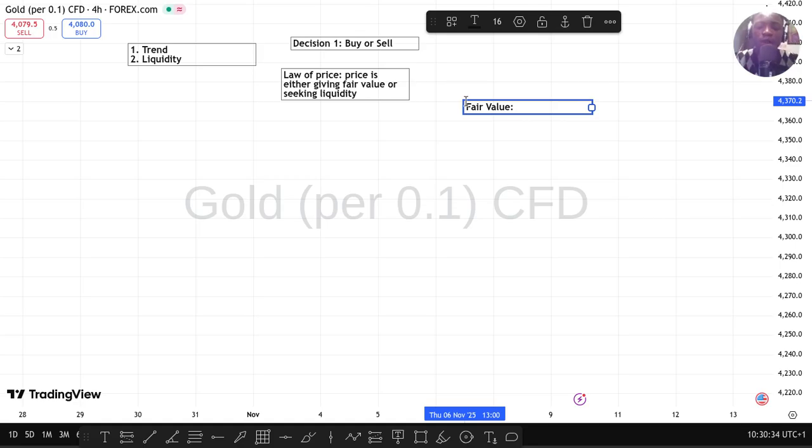Now, when price or the market gives fair value, it is simply giving an equal opportunity for a participant of the market to get in on price, or to have an equal chance or equal advancement in a market. Now, what do I mean? Another word for fair value is retracement. I know you should be familiar with this word, right? We either say price is giving fair value or price is retracing. But what is fair value?